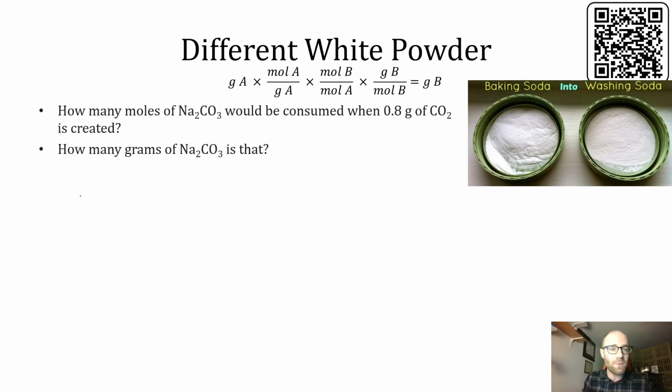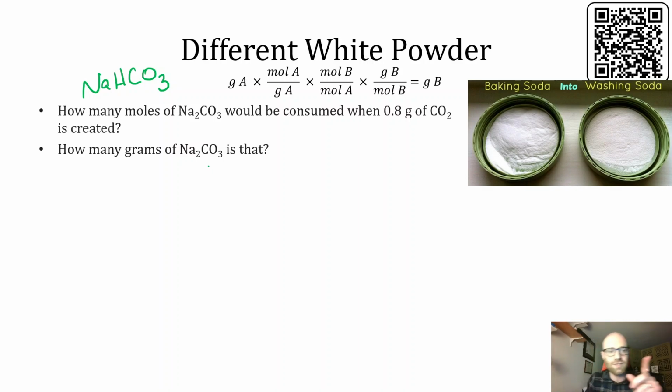The main difference is that it's a different chemical formula, but it's very close. Baking soda is sodium hydrogen carbonate, and washing soda is sodium carbonate. You'll notice we've traded out one of the H's for a sodium. It has an effect on the properties, and it has an effect on the molar mass, and it might actually affect this reaction.